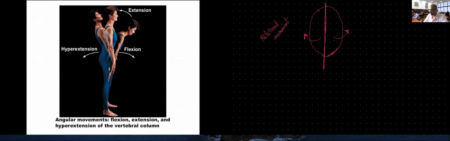So let's see another example here. See the spine. This is the angle of the joint. When I'm moving in this direction, what's going to happen to the angle of the joint? Would I have an increase or a reduction in the angle of the joint? What do you think? Reduction. So what do you call this? If you have a reduction in the angle of the joint, is this flexion or an extension? It's a flexion.